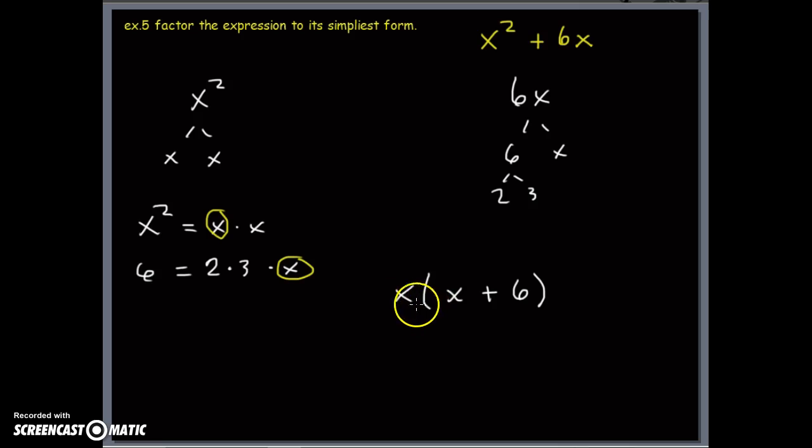And we know that if we distributed this back into the parentheses, we'd get x squared plus 6x. And that is our original expression, so we factored out correctly.